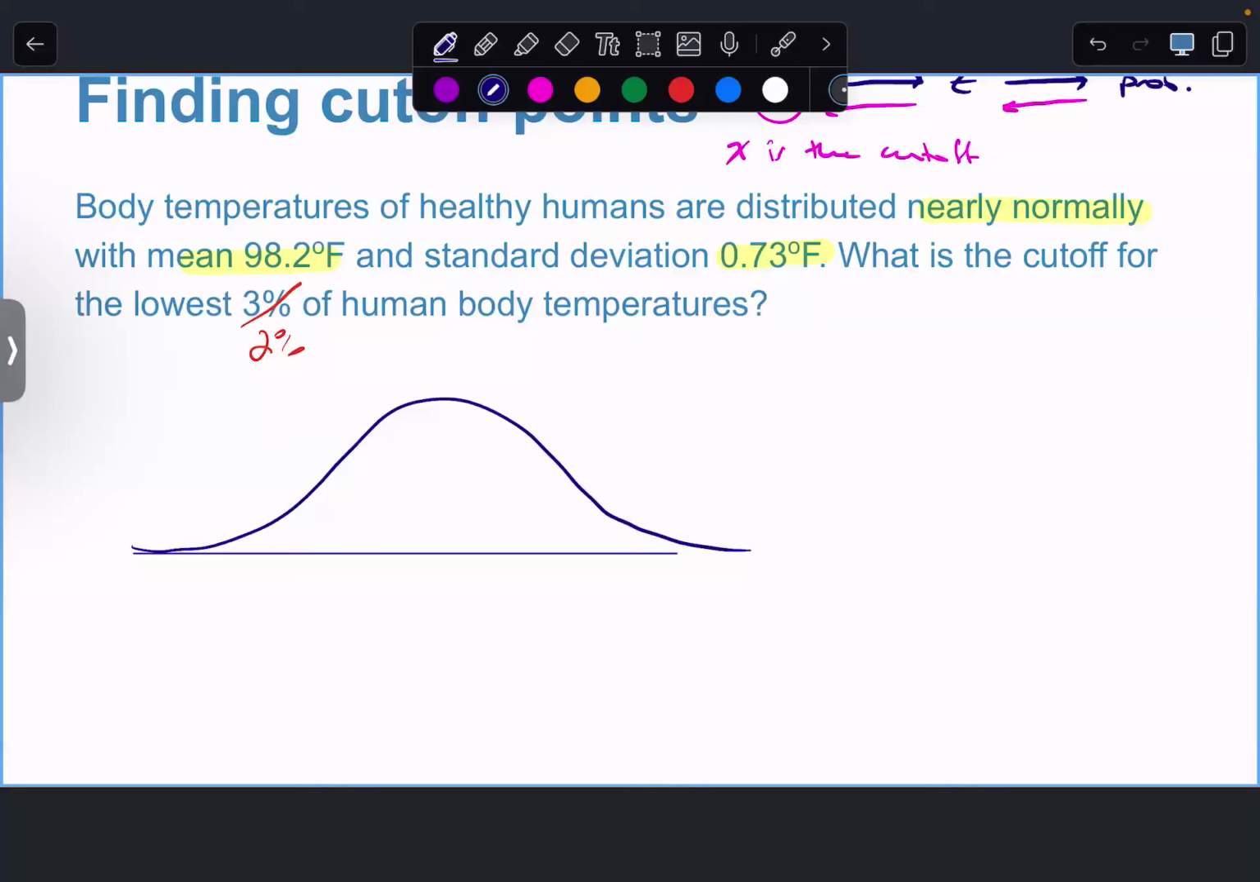I've got the shape, the center, 98.2. And the standard deviation, I just jot down somewhere. Sigma is 0.73. Okay.